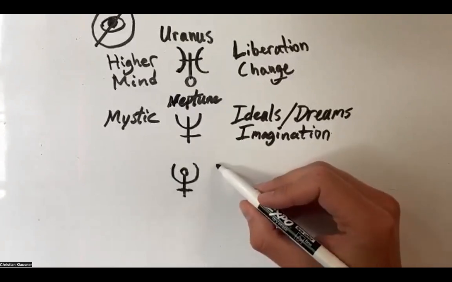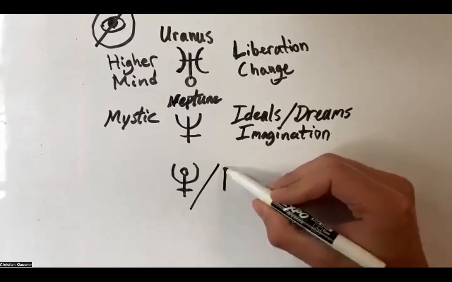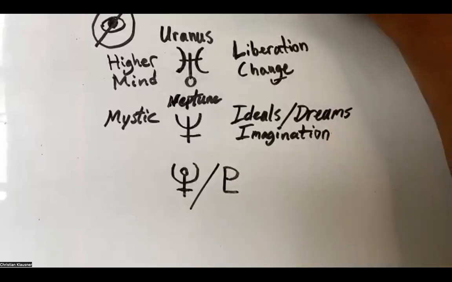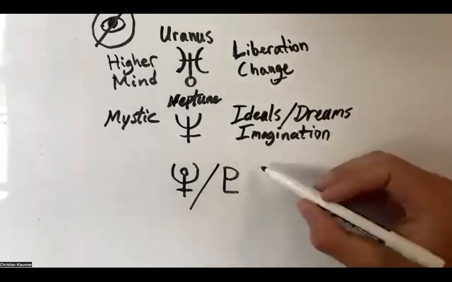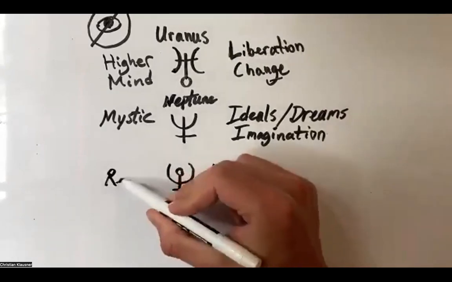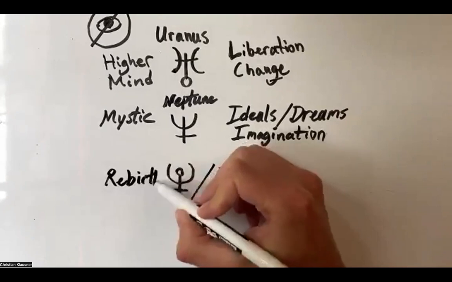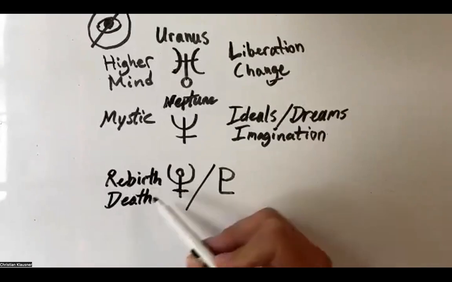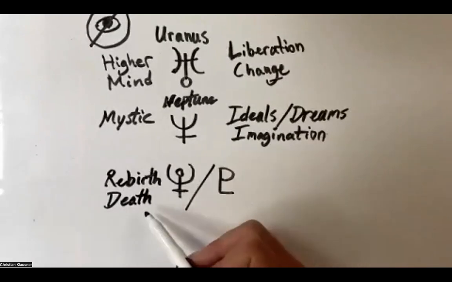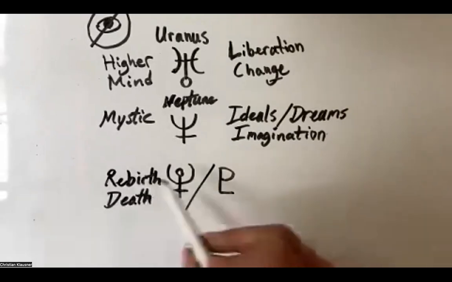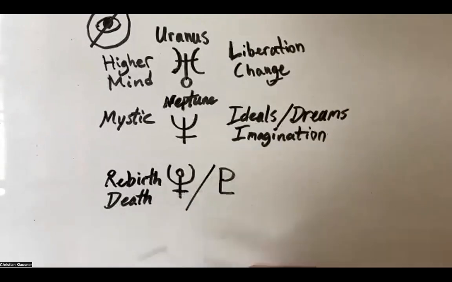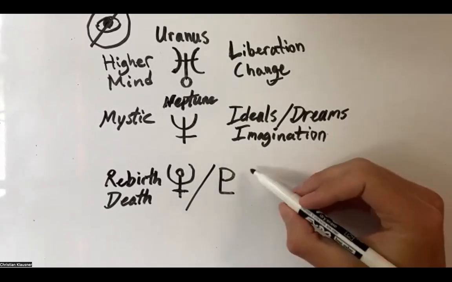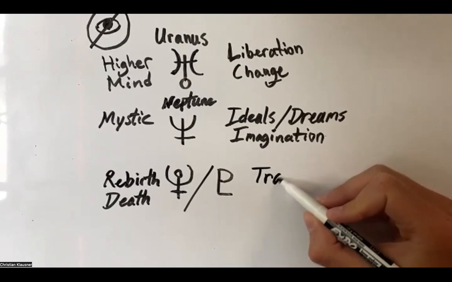The other symbol we have for Pluto, and it's much easier, is this. It's a P with a line here. So that represents Pluto. And basically what Pluto is about is rebirth. But what comes with rebirth is also death. The caterpillar does not become the butterfly until the caterpillar dies. For the caterpillar to be reborn into the butterfly, it has to die to its old existence. So Pluto tends to show us in the chart where we can transform ourselves really powerfully. This is the planet of transformation.